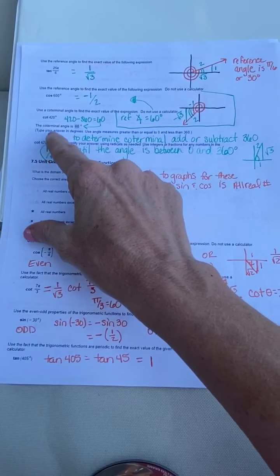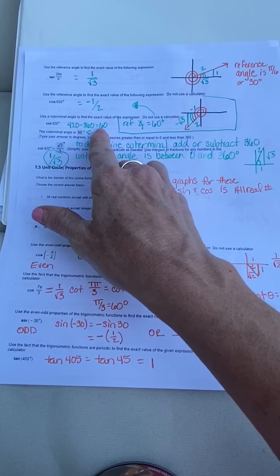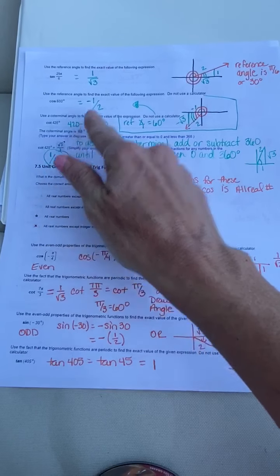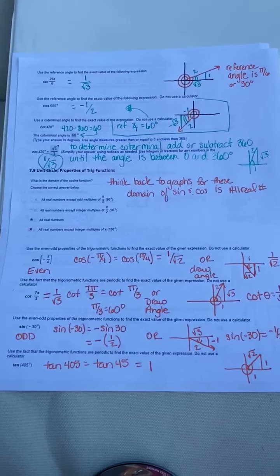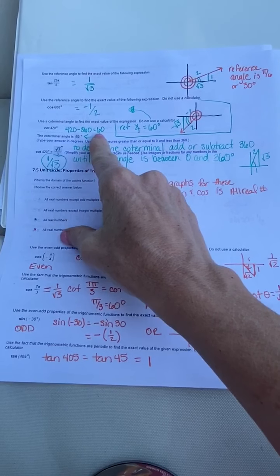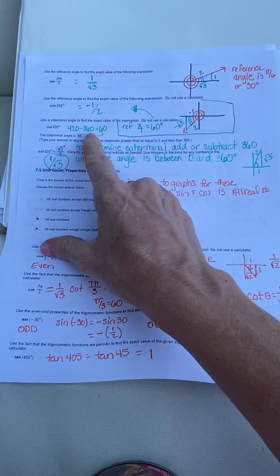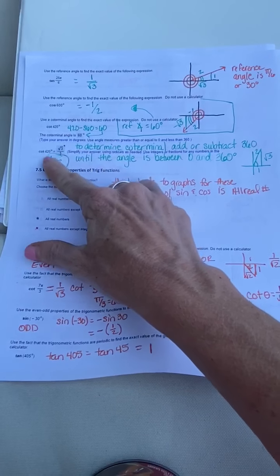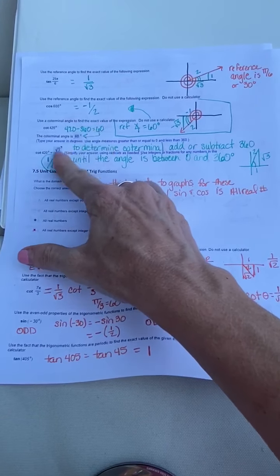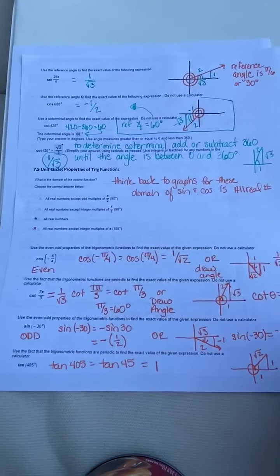This last one, it says use the coterminal angle. The coterminal angle turns out to be the reference angle here too, but coterminal means you're going to subtract or add 360 degrees until you get between 0 and 360 degrees. So if I subtract 360 here, I get 60 degrees. We know what the cotangent of 60 degrees is. I've drawn it here. It is 1 over the square root of 3.